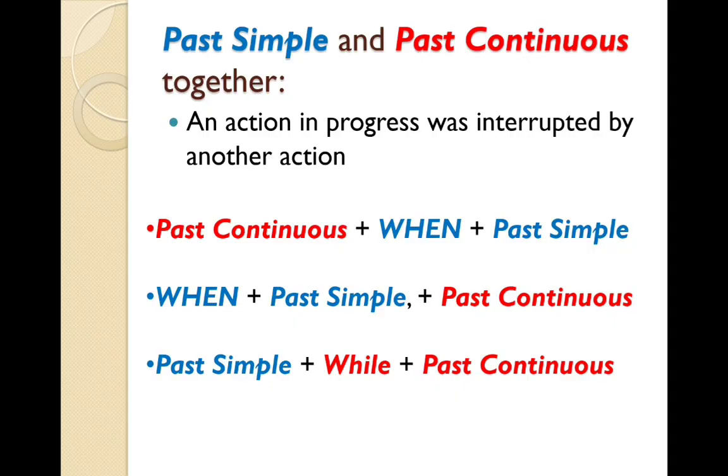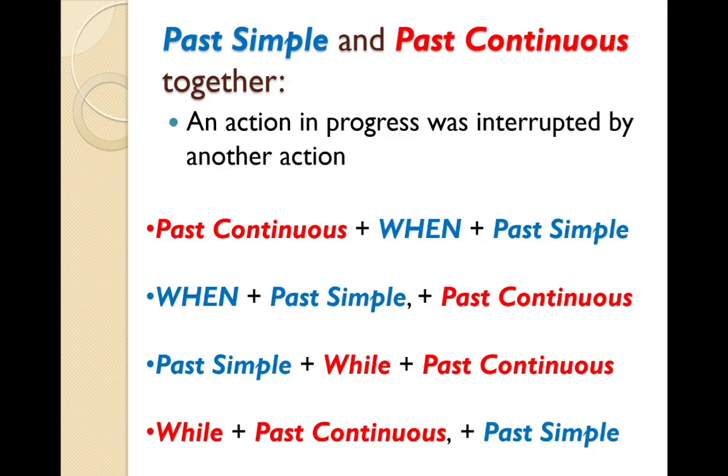And the final way that we can combine these 2 tenses is to start with while, plus the past continuous, and a comma, plus the past simple. So if we start the phrase with while, it's necessary to use a comma before the past simple.